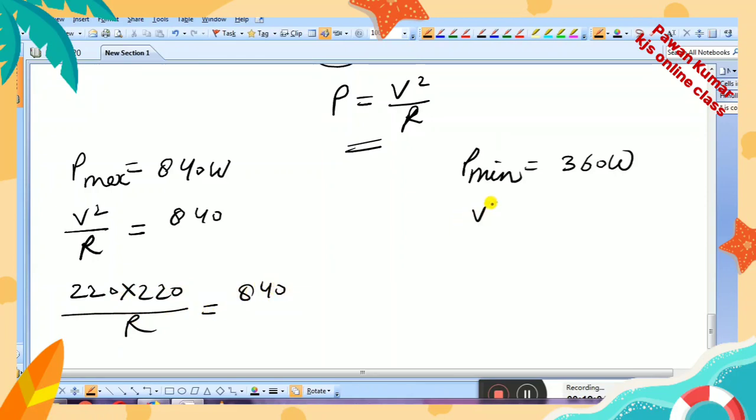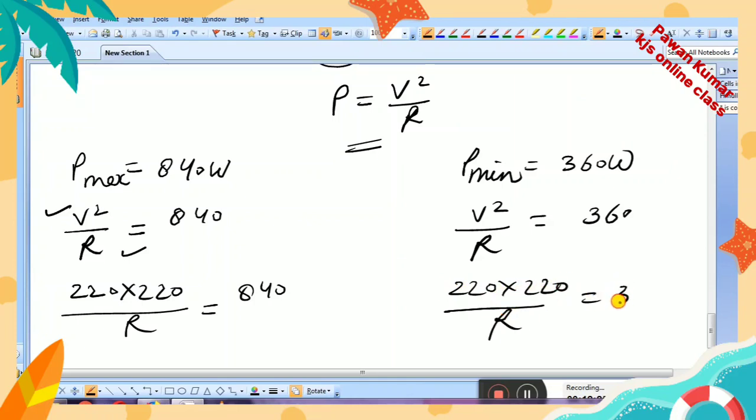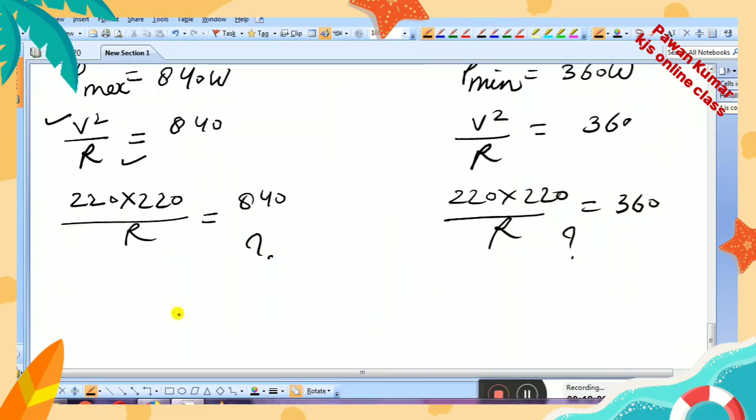Here P minimum is equal to V square upon R, and it is equal to 360. Why are we using this formula only? Because using this formula we can calculate R, since V is given in the question. That's why we are using this formula. Now 220 into 220 upon R is equal to 360. So after doing calculation on both sides, you will get the value of resistance. One value you will get here and one value you will get here.